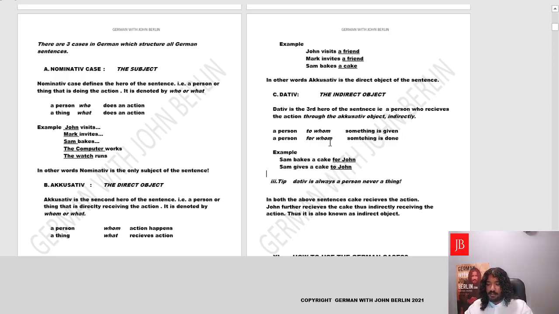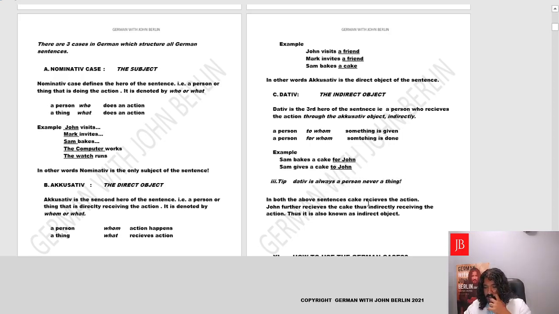Exactly. In other words, to simplify, whenever the question is to whom or for whom, yes, to whom the accusative object is being given or for whom the accusative object is being made, it will be dative. Yes, perfect. And you always remember dative is always a person, never a thing.